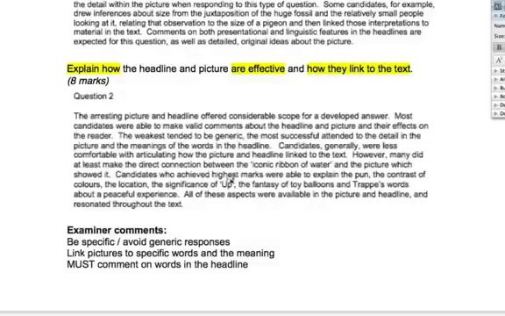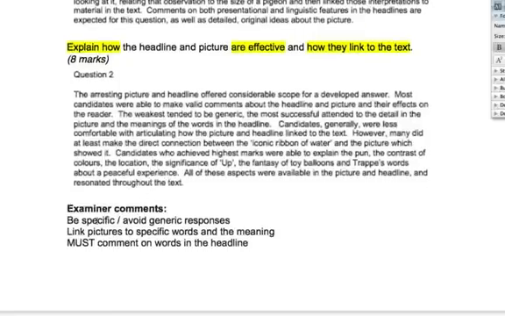Candidates who achieved highest marks were able to explain the pun, the contrast of colours, the location, the significance of up, the fantasy of toy balloons, and Trapp's words about a peaceful experience. All of these aspects were available in the picture and headline and resonated throughout the text. So what we can pick up then, generally from those points, is that we want to be specific and try and avoid generic responses as much as possible. We want to link pictures to specific words and the meaning, not just generally the text in itself. And we must comment on the words in the headline. So if there's something in the headline, we want to comment on it.